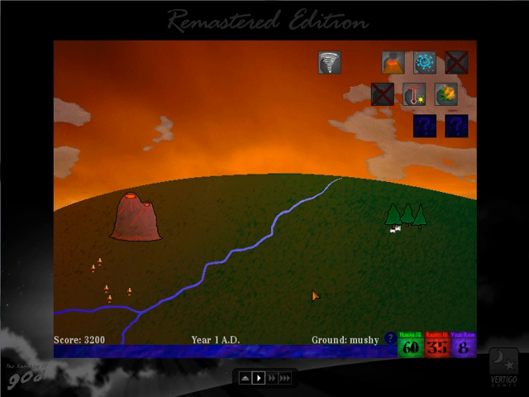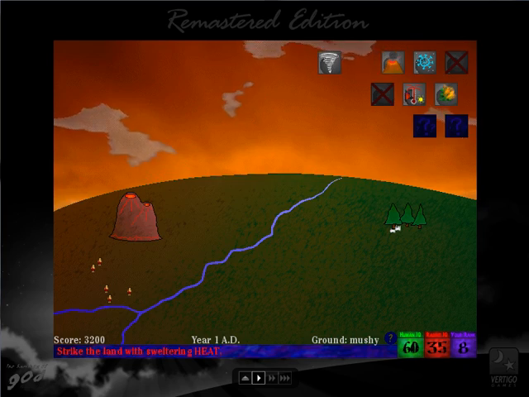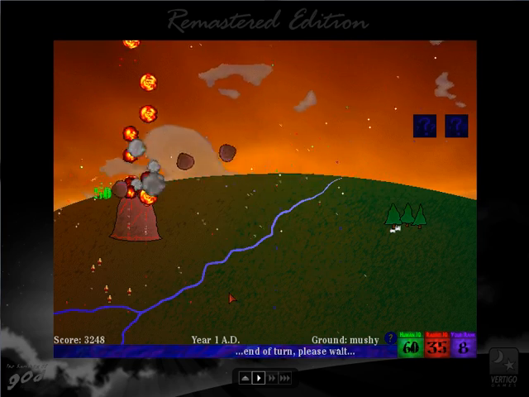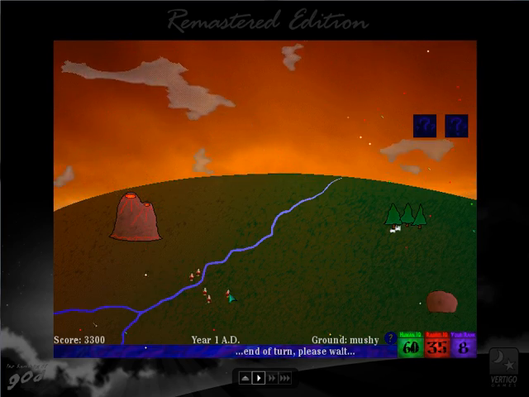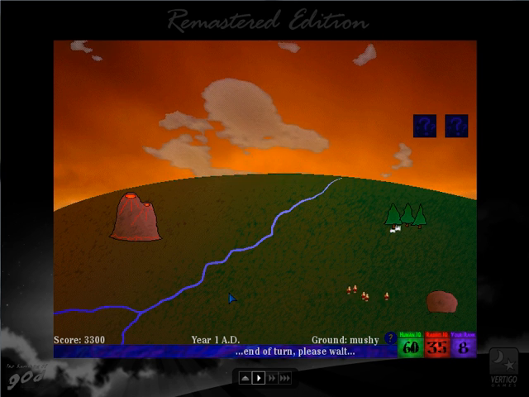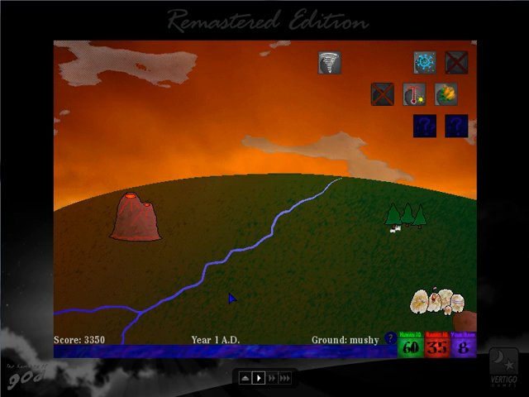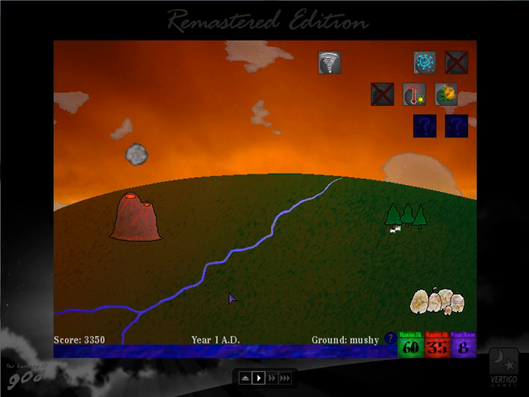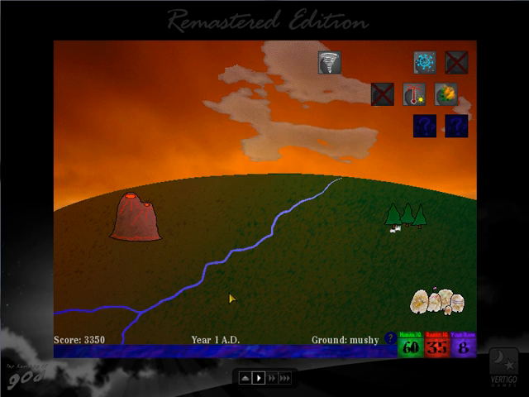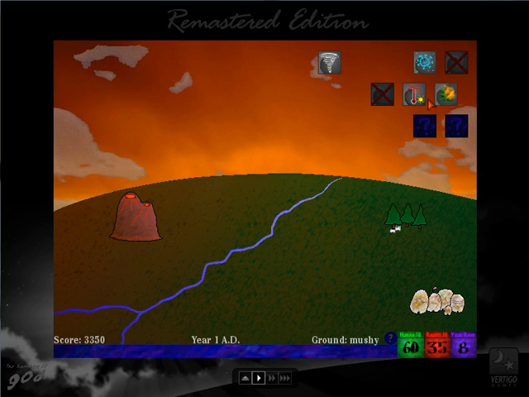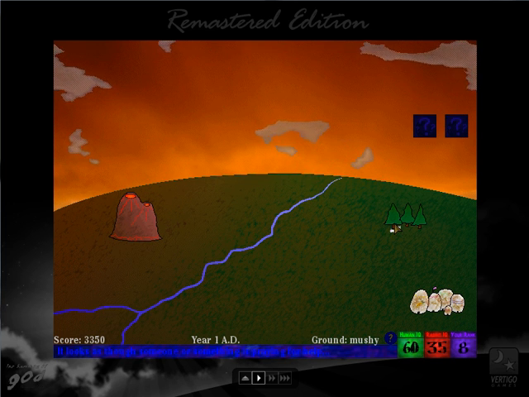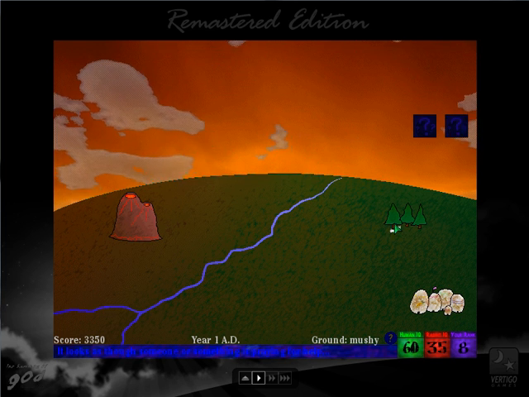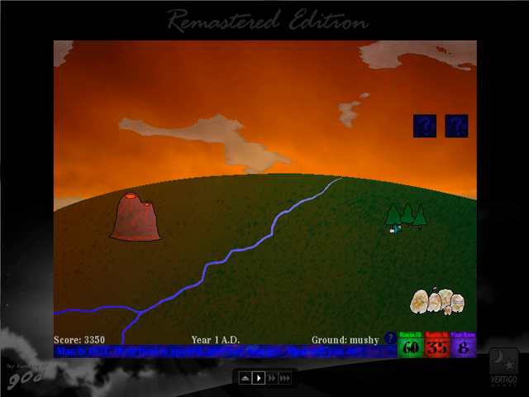Okay. Erupt the volcano. Look at it go, spitting out rocks. Now they have a rock village. Scorch the earth. Boo hoo hoo, our food is spoiling and it's hot.